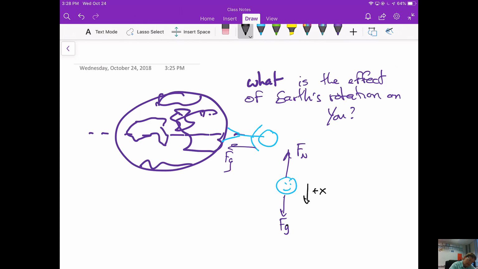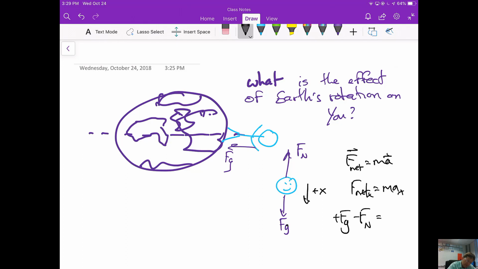So we're going to call that the plus x direction. And we're going to write down Newton's second law, F net equals ma. And in the x direction, F net x equals m a x. I know it's a little redundant, but that's okay. And fill in the net force in the x direction. If plus x is down, then it's going to be plus Fg, your weight, minus Fn equals ma.